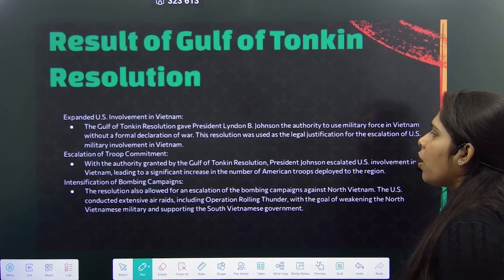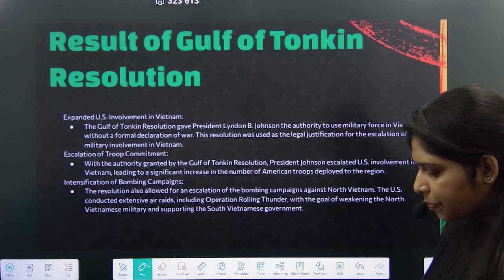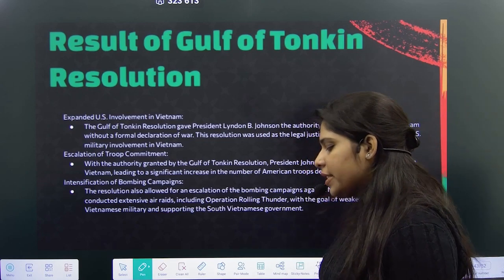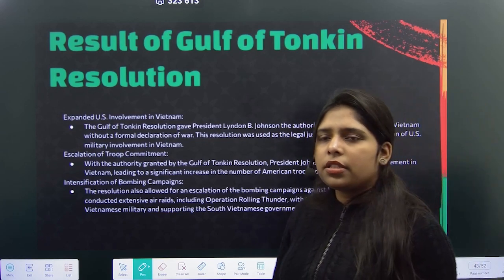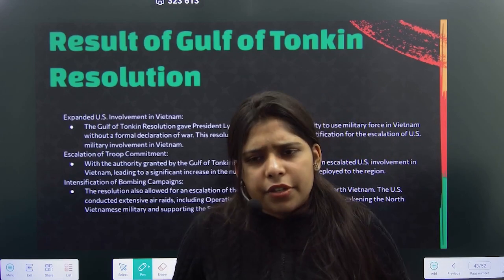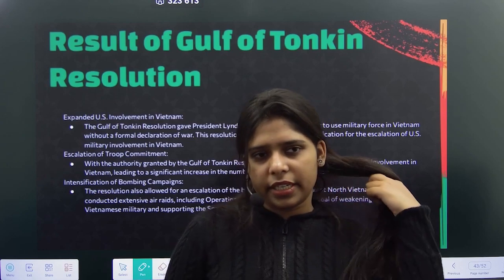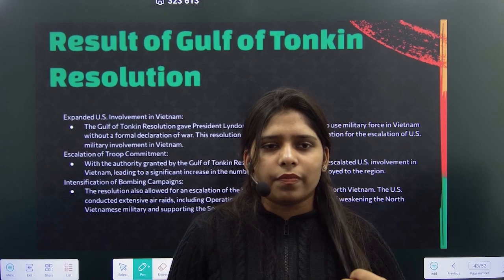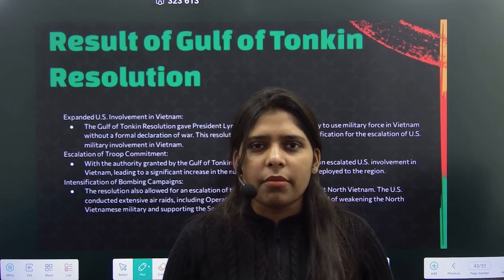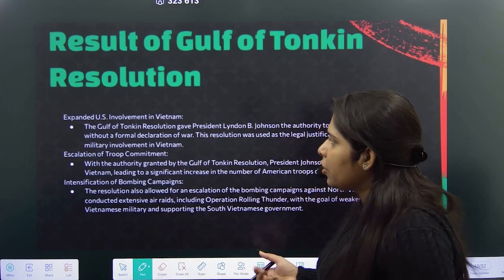Next, what was the impact of the Gulf of Tonkin resolution? Now see, the Gulf of Tonkin resolution was taken by the US Congress. It was a decision by US Congress that you can intervene in Vietnam. I mean, they were intervening, but technically this said you can launch attacks on the Vietnamese people without even formally declaring war.